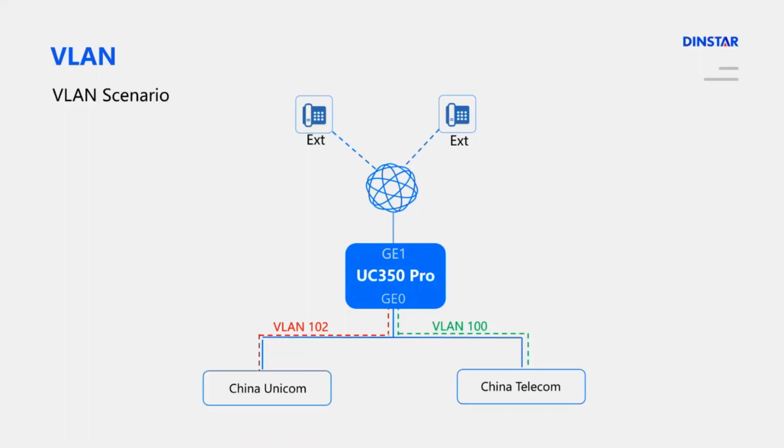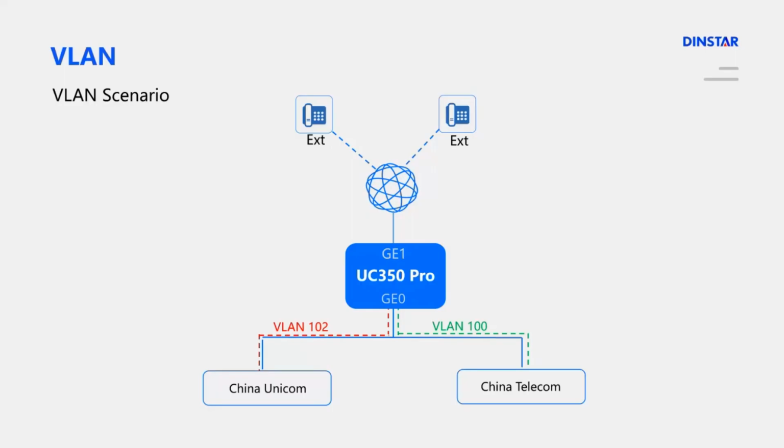The virtual local area network lets you split a single physical network into multiple logical networks, and it's critical for separating the traffic, maybe the voice and the data, and connecting to different operators like the picture shows. The UC315 Pro uses VLAN 100 to connect to China Telecom, and VLAN 102 to connect to China Unicom, keeping the two operator links isolated.